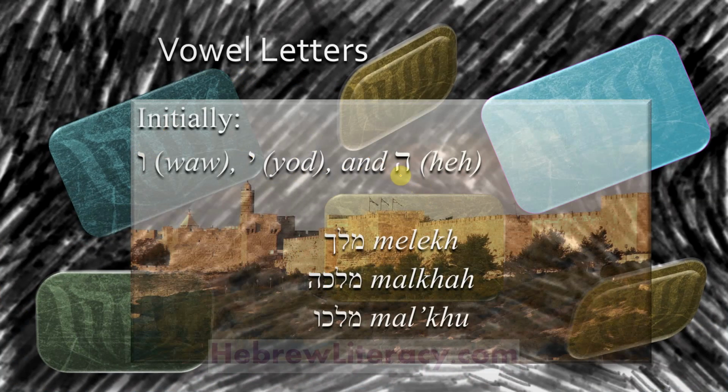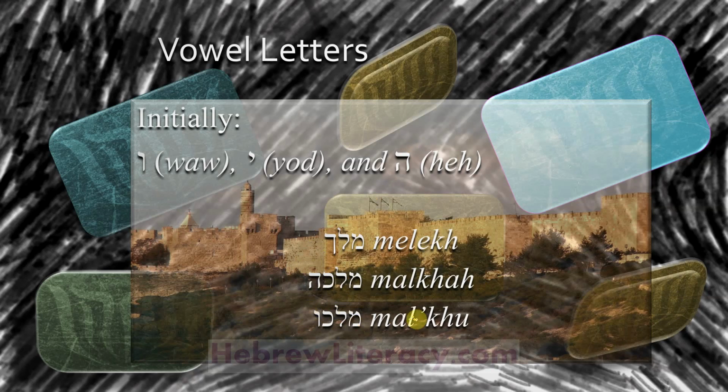Okay? So here's an example of how that would work. Melech means king. But if we put a hey at the end, it made an a sound. Malka means queen. Or malchu. Notice it's not malchv. The vav is not making a v sound. It's making an oo sound here.